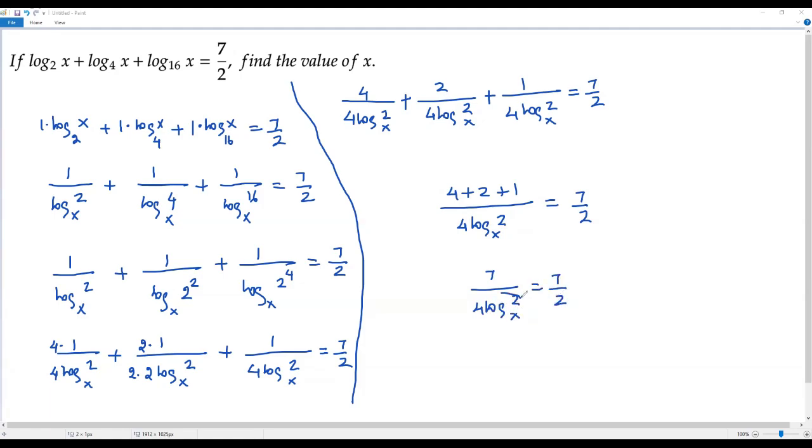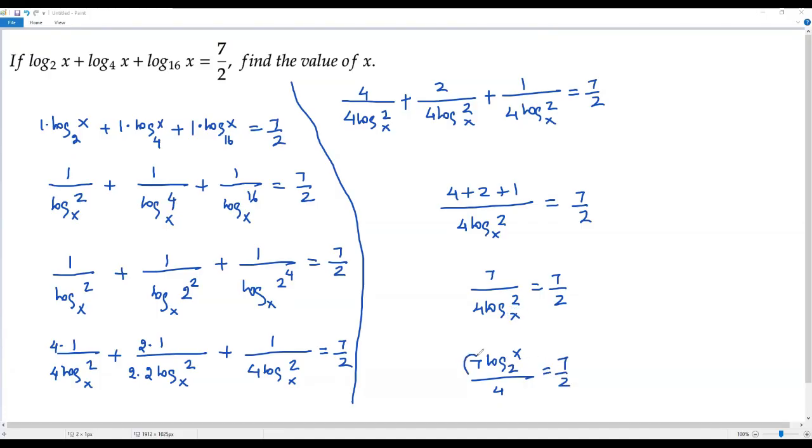Now what I can do is move this logarithm to the numerator. As I said already, when I move the logarithm from denominator to numerator, I have to switch the base and argument. Then I'm getting 7 times log x to the base 2 divided by 4. Since I moved this logarithm to the numerator, this argument 2 becomes a base, and this base x becomes an argument, equals 7 over 2.